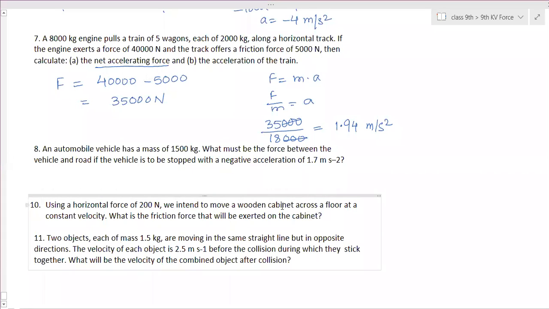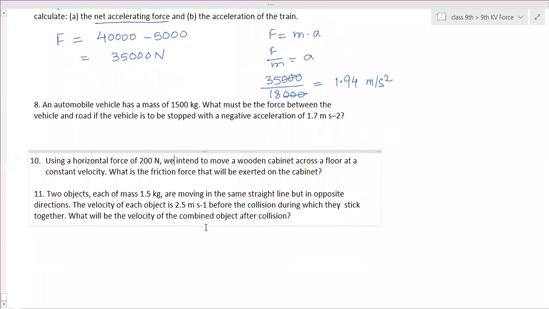We intend to move the wooden cabinet across the floor at a constant velocity. What is the frictional force that will be exerted on the cabinet? Less than 200 Newton. This 200 Newton is a frictional force. Then you have to apply more force than 200 Newton to make it move.